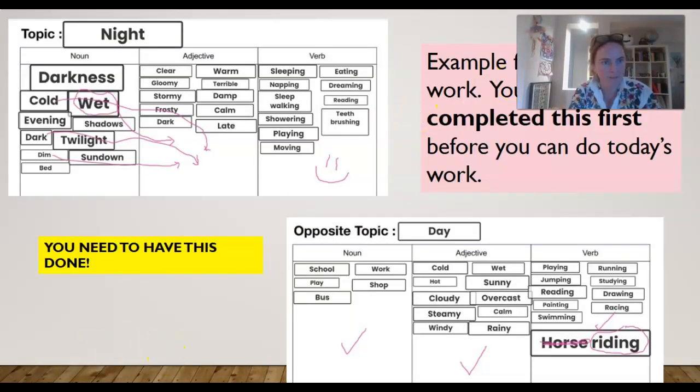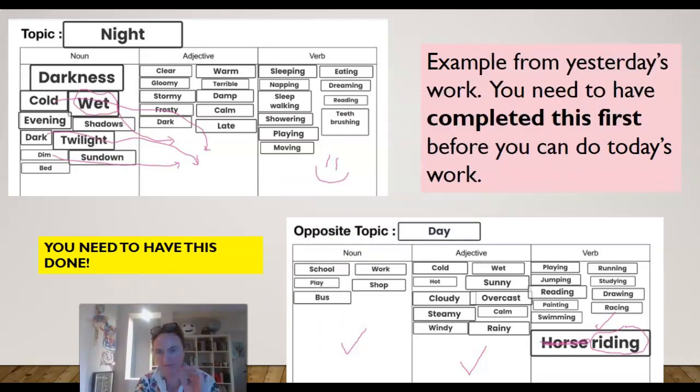So before, as I said to you already, before we can start writing our antonym diamante poem today, you have got to make sure that you've got your planning done from yesterday. So here I have an example from yesterday's work. You need to have completed this first before you can do today's work. I've put it here again. You need to have this done.